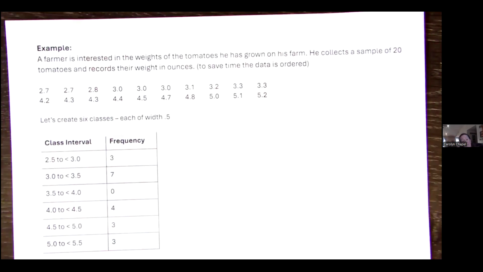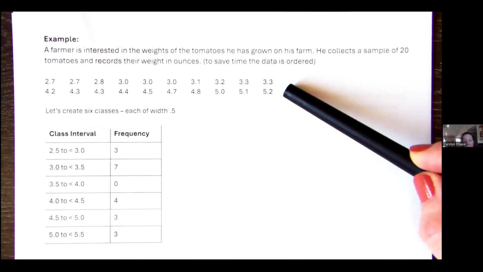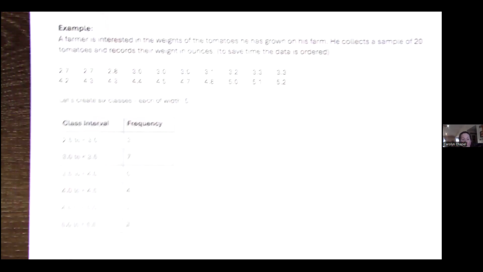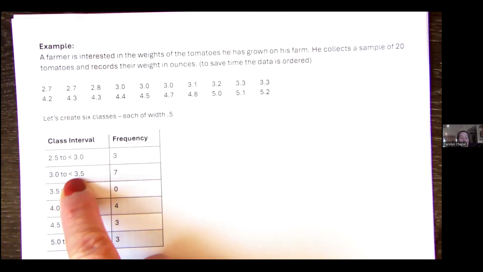I actually just drew the graph for this, but here is a farmer who's interested in how much his tomatoes weigh. And so he collected 20 tomatoes and recorded how much they weighed in ounces. To save a little bit of time, this data is ordered. And so we have some classes that were created for us. We went from 2.5 to 3, and then 3 to 3.5.